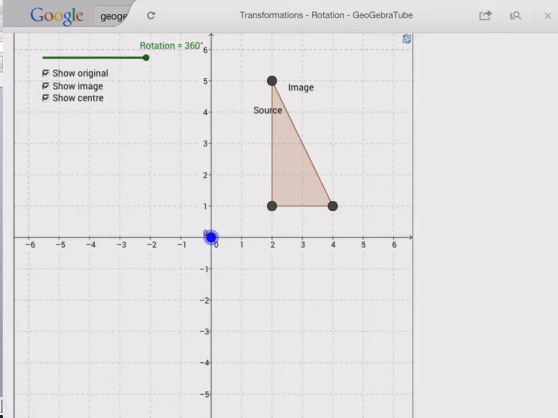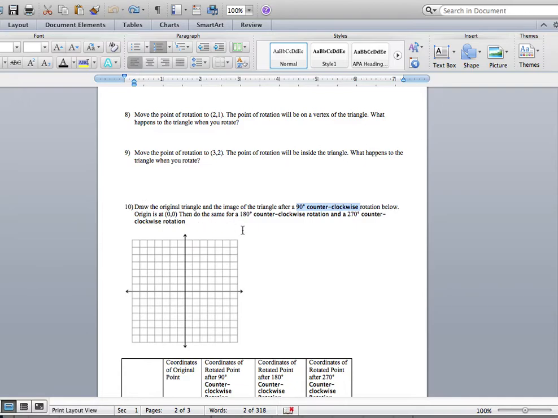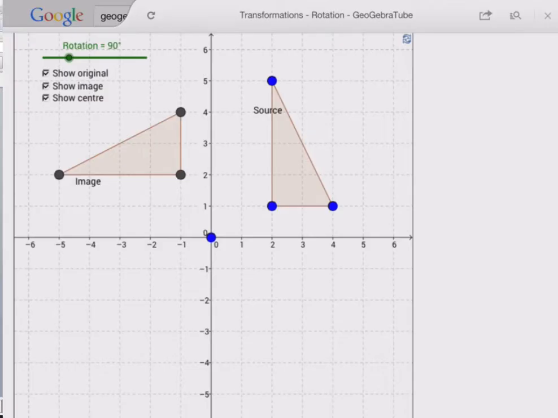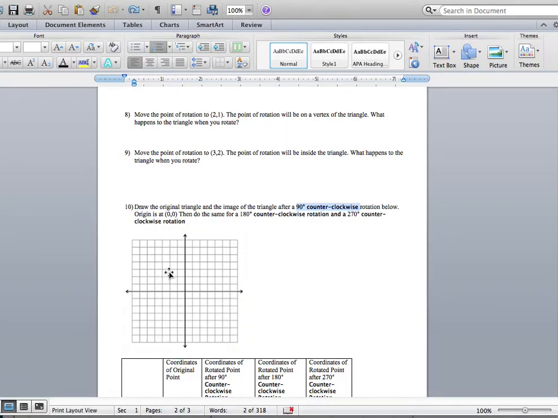So go back to here, put it at 0, and rotate it 90 degrees. Wait till it gets to 90. Stop and describe that. Now, this is a good stop. Basically, copy this triangle 90 degrees onto this right here.